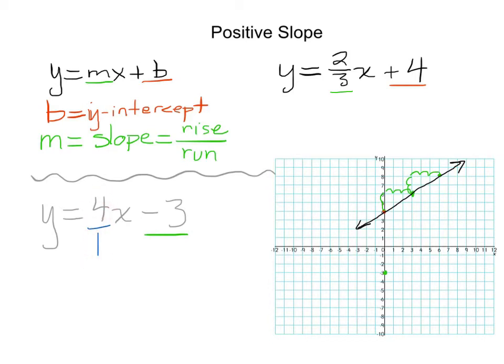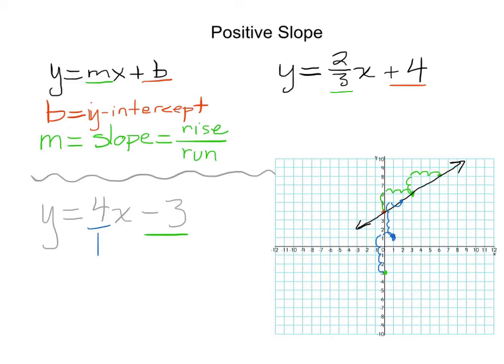So let's go ahead and count that out. Starting from the first point that we had for this graph, which was at negative 3 on the y-axis, we are going to count up 4 spaces, and then we're going to move over 1 space, and that's going to be our second point for this graph. Then again, to make sure that we counted everything correctly, we're going to move up 4 spaces, and then over 1 space, and there's our third point.